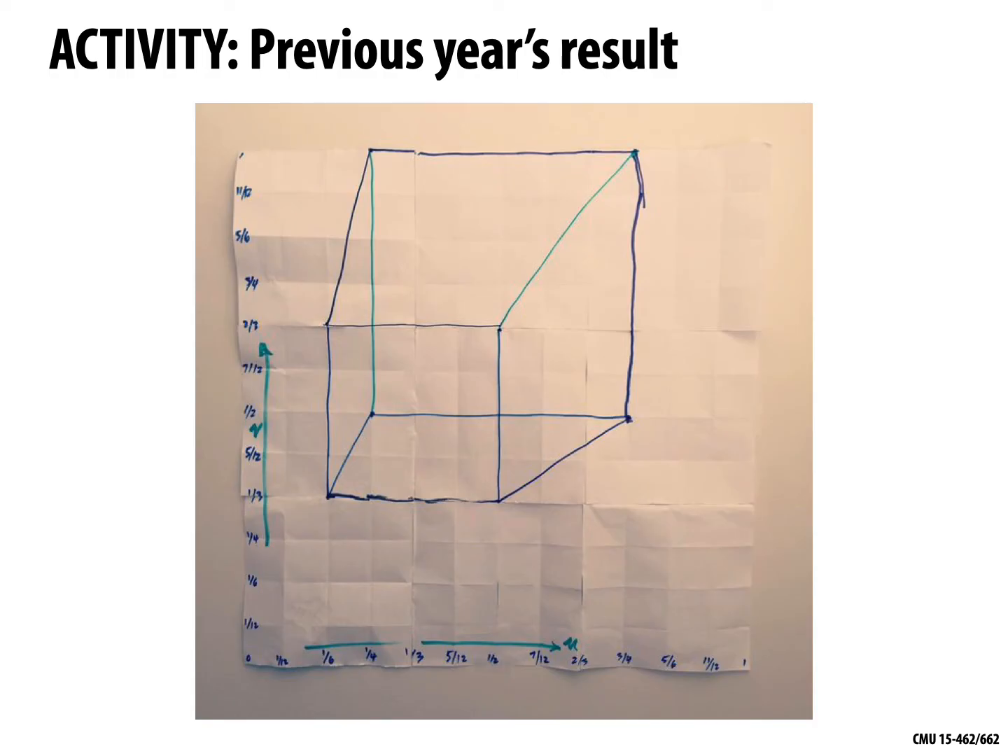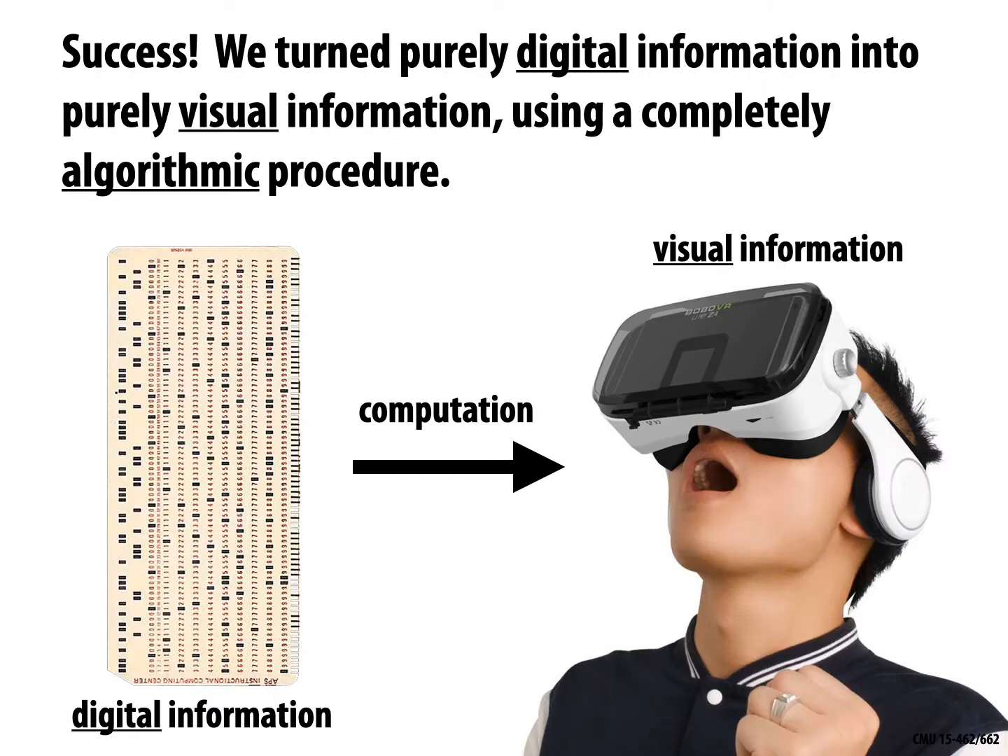So again, the point here is you don't need higher level reasoning to come up with these images. It's really about breaking down the rendering process into lower and lower level subroutines and components that can be used to execute this kind of drawing algorithmically. Okay, so success. We turned purely digital information into purely visual information using a completely algorithmic procedure. That's what we want to do in this class in general.